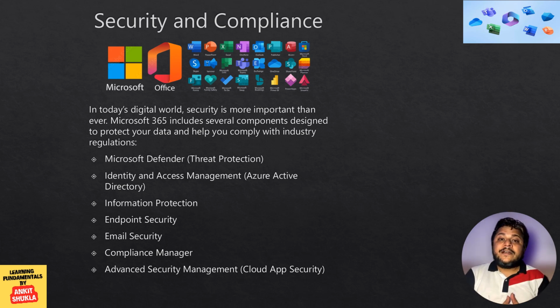Then it has Microsoft Defender for Identity, which detects and responds to identity-based threats by monitoring user behavior and identifying unusual activities. Then you have information protection. Within information protection, you have data loss prevention, which helps with preventing the accidental sharing of sensitive information by monitoring and restricting the flow of data within and outside the organization. Now you also have Azure Information Protection, which classifies and protects sensitive data using labels and encryption, which ensures that only authorized users can access it.